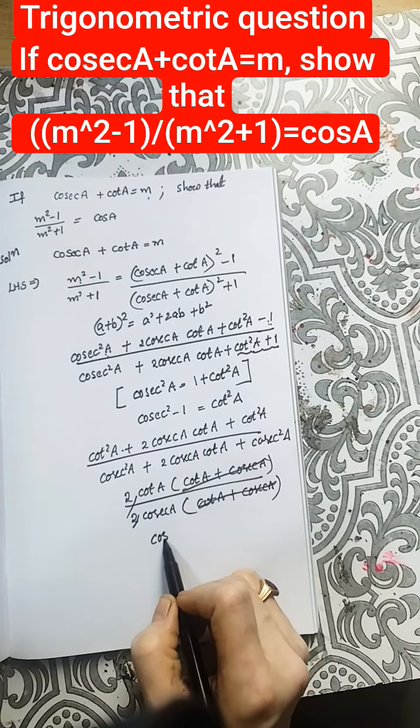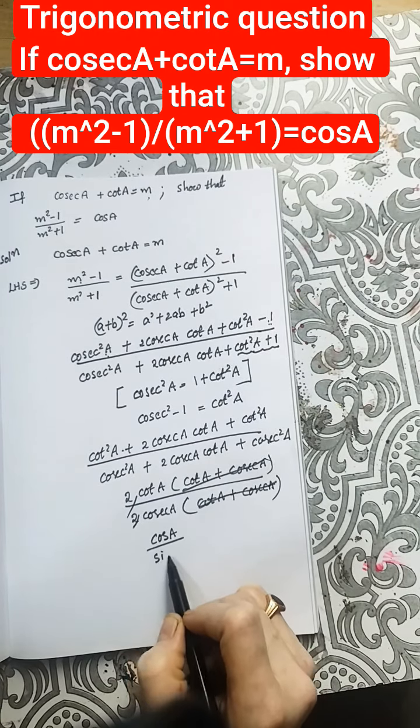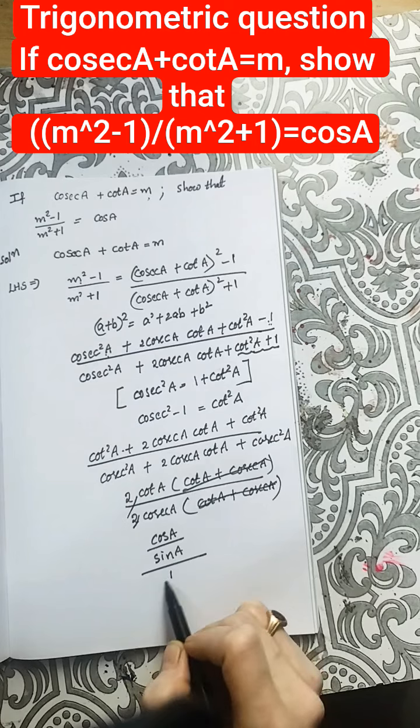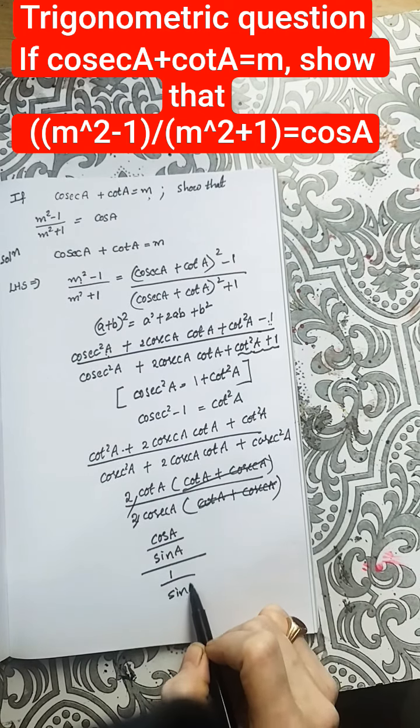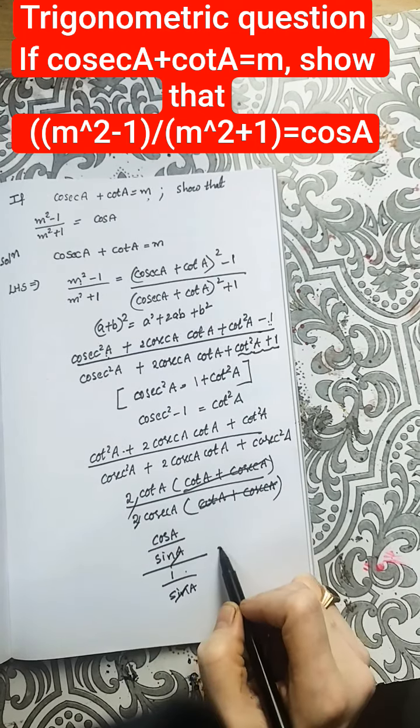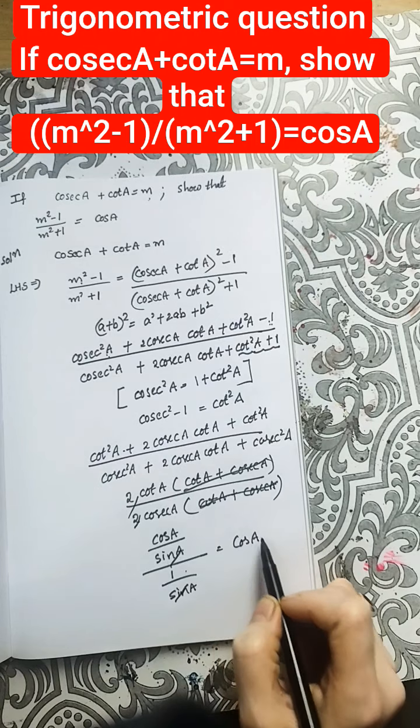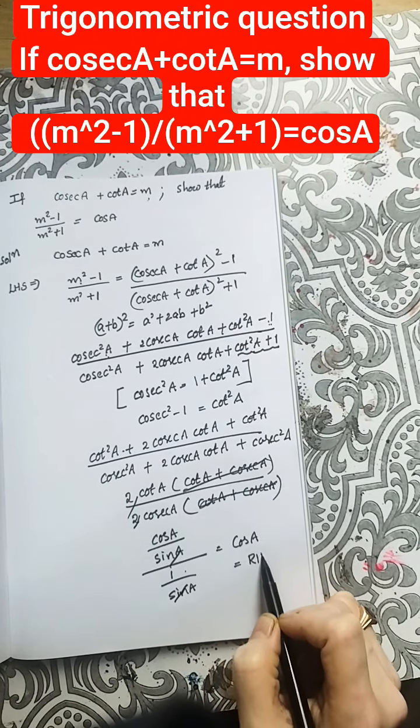You can again write like this. Cosecant A means 1 by sin A. Sin A cancels. You will get cos A, which is nothing but RHS. Okay.